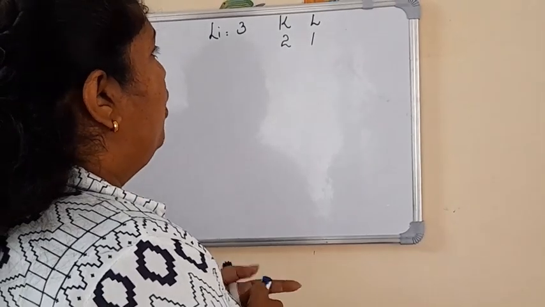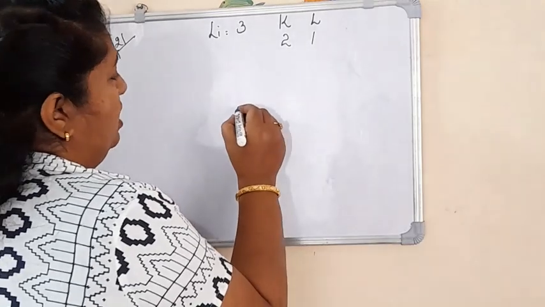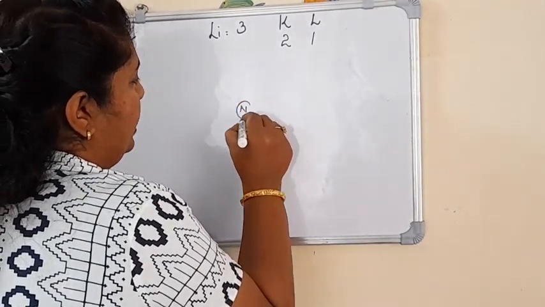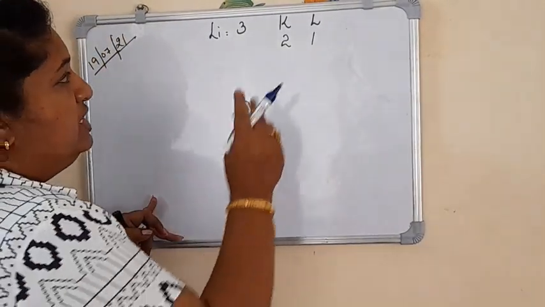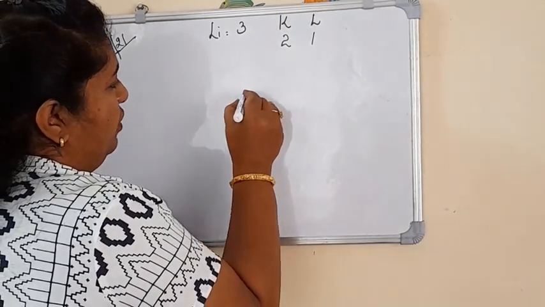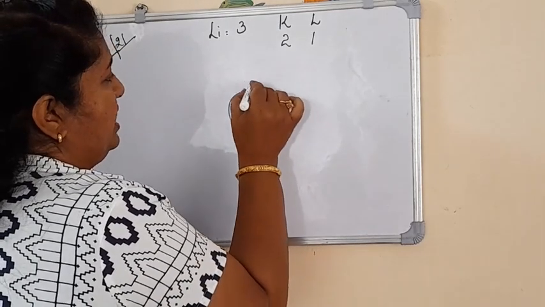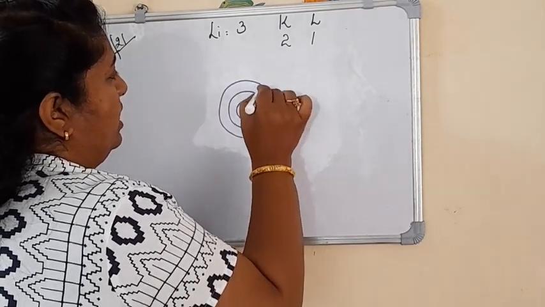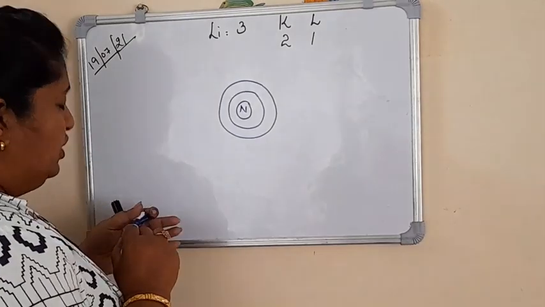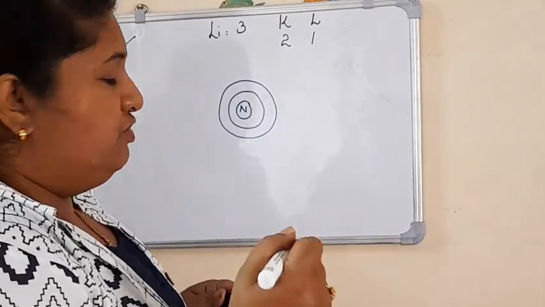Now we are going to draw the Bohr atom model. So when you are drawing the Bohr atom model, first you have to write the nucleus here. Okay. So how many shells are there? 2 shells are there. So what will we draw? First we will draw the K shell. Next you will draw the L shell. Now after drawing this, we are going to distribute the electrons here.